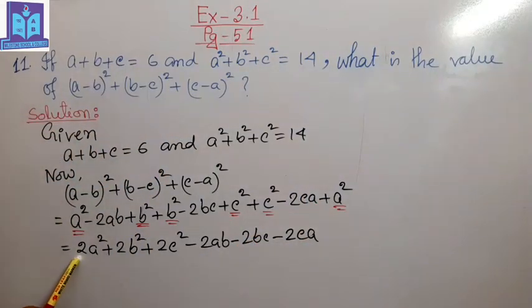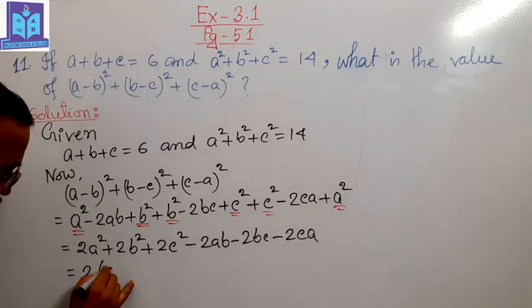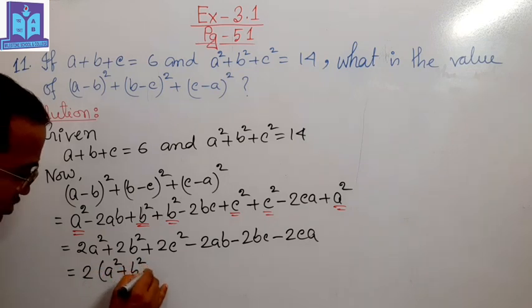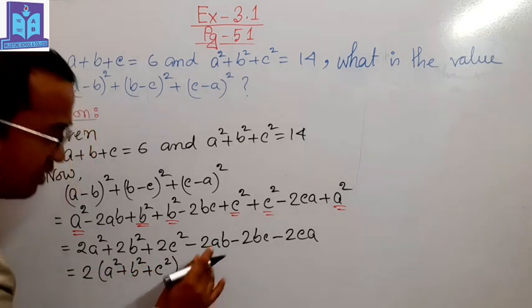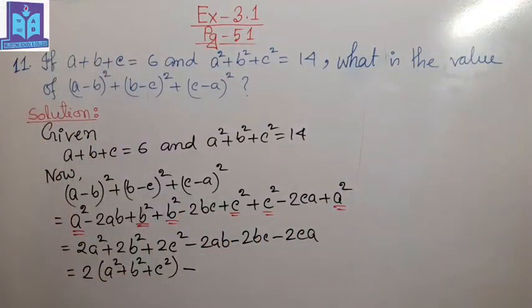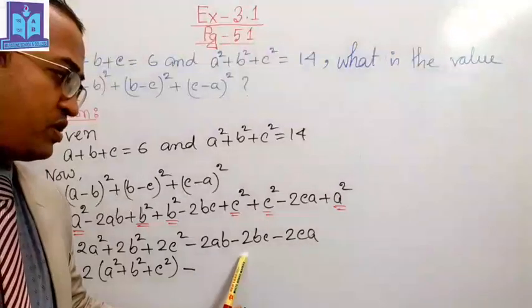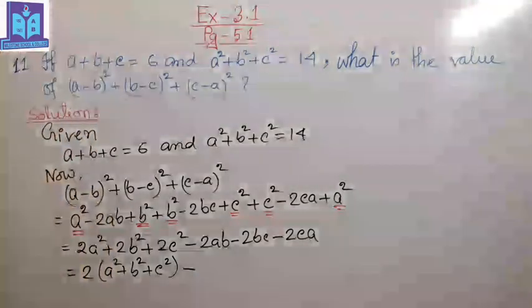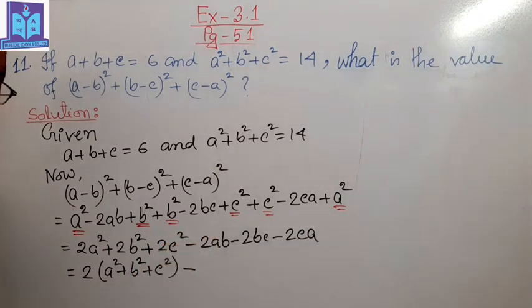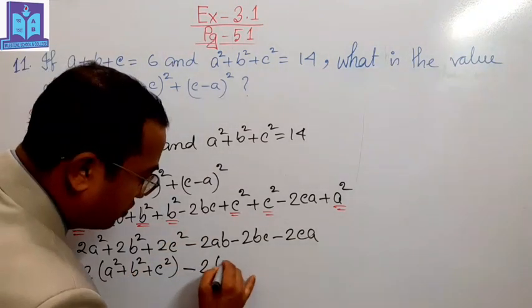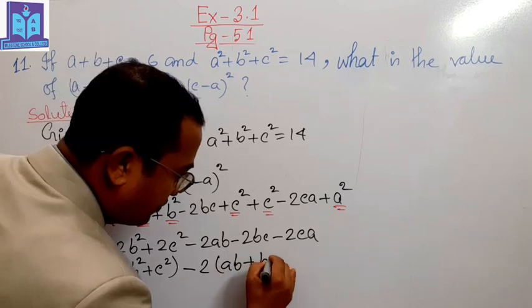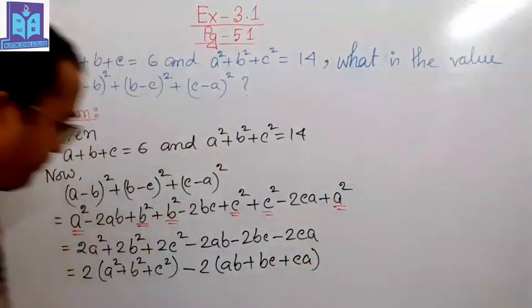Now from 2a square plus 2b square plus 2c square, we can take 2 common. So it will be 2 into a square plus b square plus c square. And here also we can take minus 2 as a common. This is minus 2ab, this is minus 2bc, and this is minus 2ca. So from these three terms, we can take minus 2 as a common. So this will be ab plus bc plus ca.